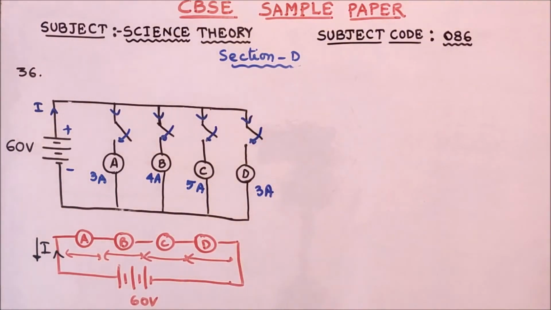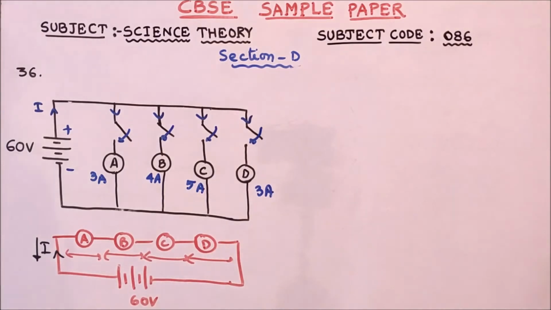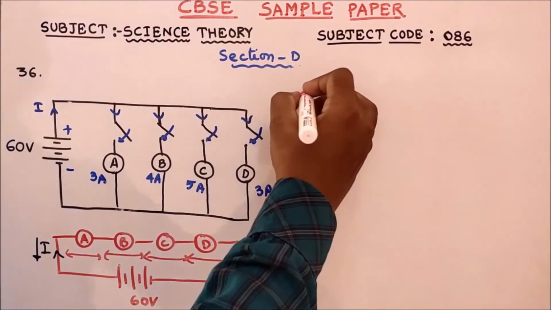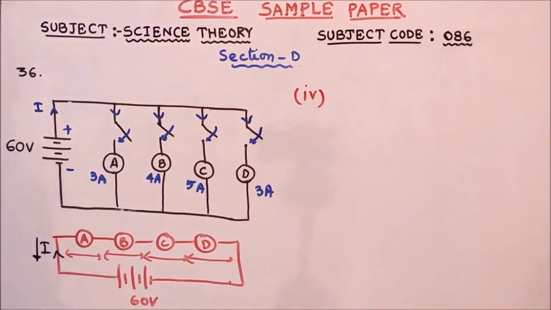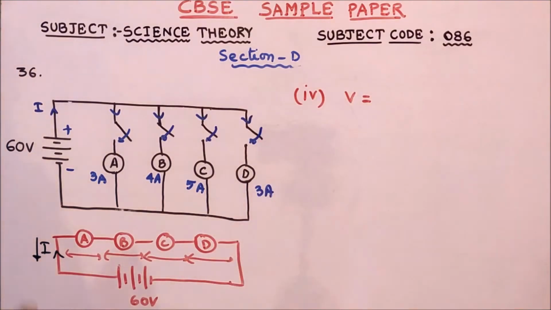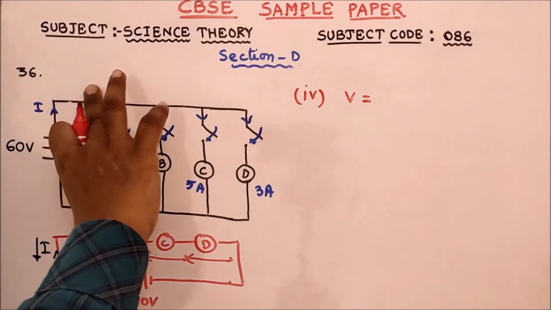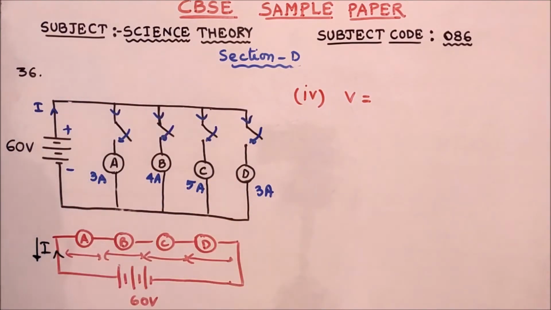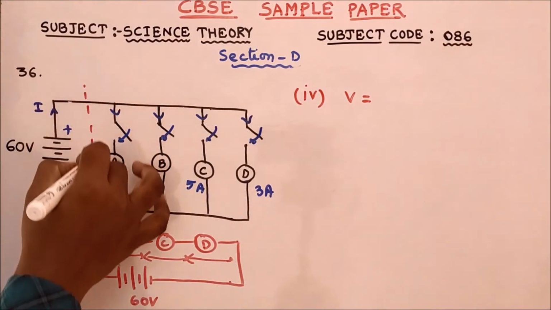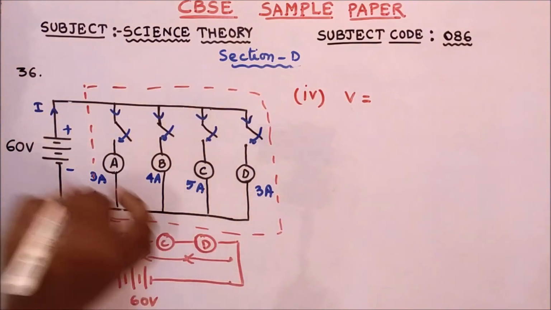So the fourth and final question is to find out the total resistance of the circuit. So we need to find out the total resistance of the circuit. I will be using Ohm's law, the fourth part. So what is Ohm's law? The potential difference across the, let us assume that there is only one conductor. So this parallel combination will lead to some equivalent resistance, right?